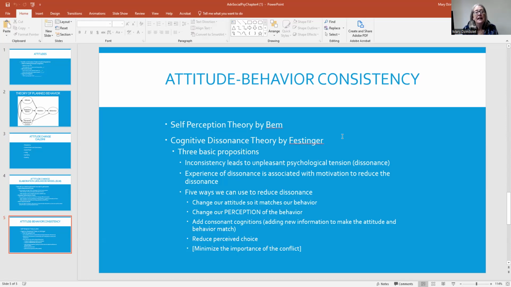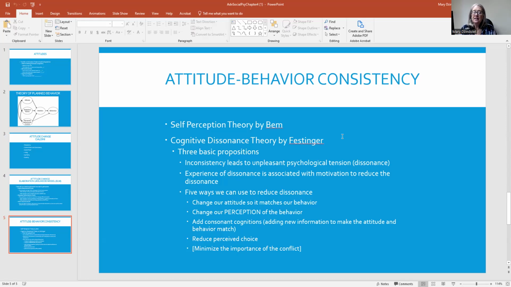Another thing you might do is change your perception of the behavior. Well, I walked from my car to my office, so I got a little bit of walking in. I'm going to call it, so I did exercise. You're going to add additional information to make the attitude and behavior match. Does that kind of make sense? Or you can reduce perceived choice. I wanted to exercise, I planned to exercise, but I was given no choice, so I had no ability to exercise. You can kind of see how that's really similar to perceived behavioral control.